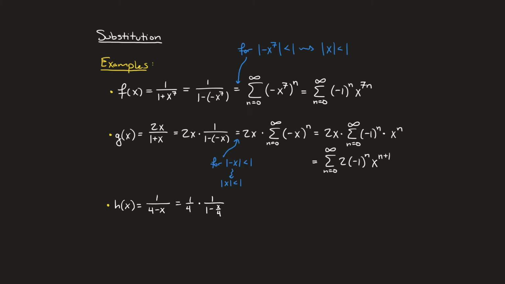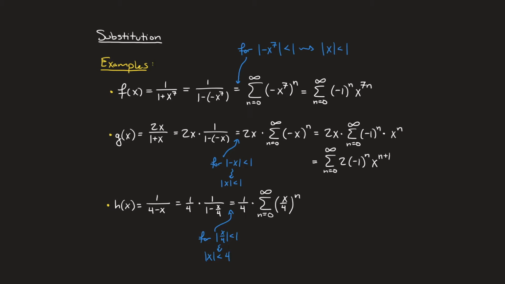Now we can write the 1 over 1 minus x over 4 as a power series to get 1/4 times the sum from n equals 0 to infinity of (x over 4)^n. And this power series representation is valid when the absolute value of x over 4 is less than 1, or the absolute value of x is less than 4.